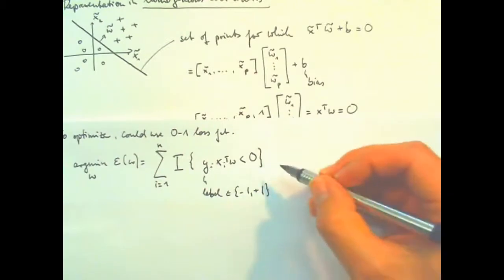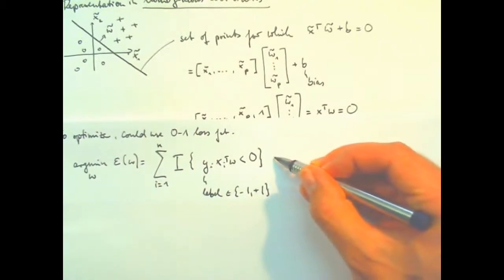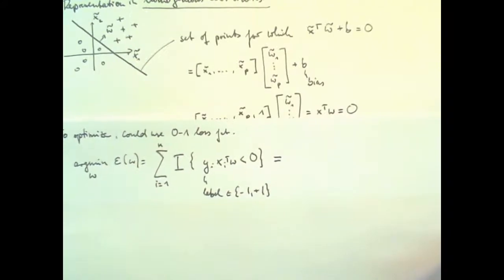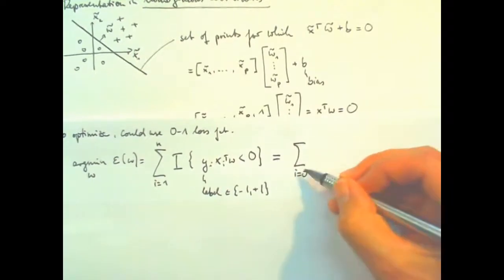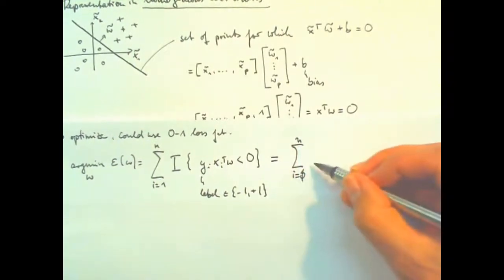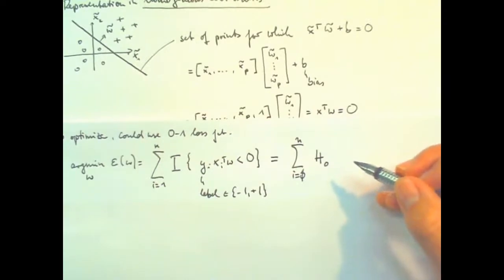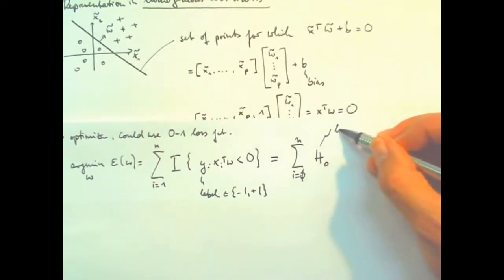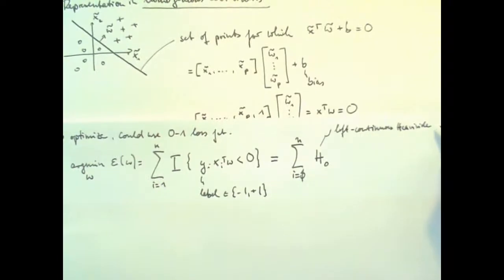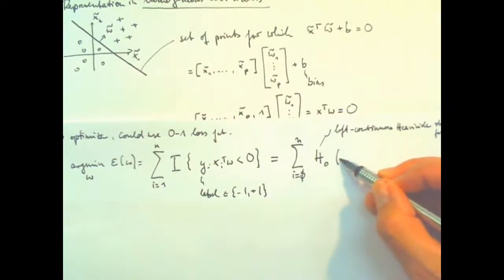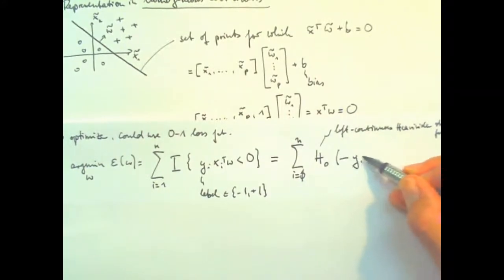Okay. And if you don't like the indicator function, you could rewrite it in terms of a step function. So H0 is the left continuous Heaviside step function. And I have to turn it around, so that's why I'm using the minus here.